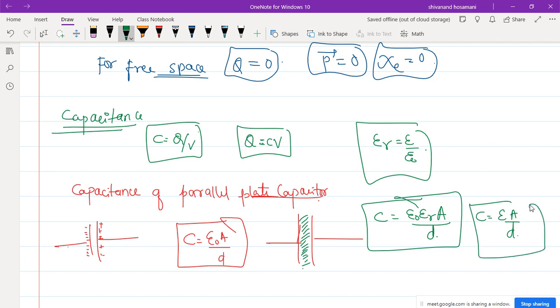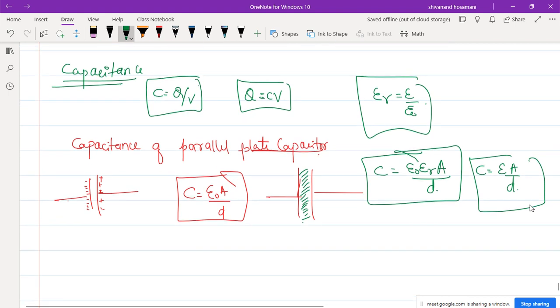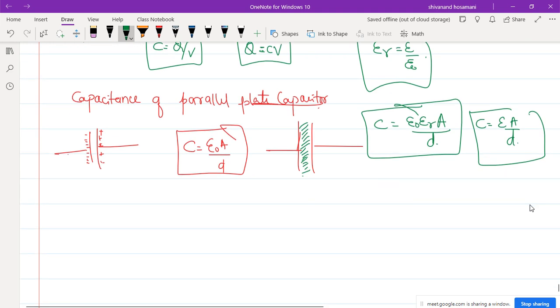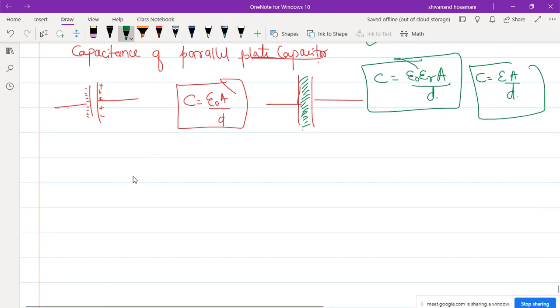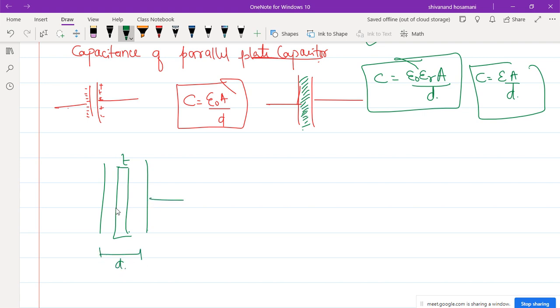If a dielectric material having a particular thickness T is placed inside the capacitor, let us call this thickness T. The distance from here to here is D. This is the positive charge, positively induced, and this is negatively induced.